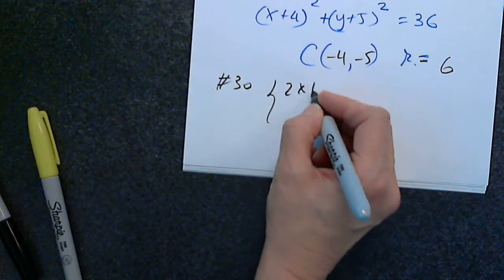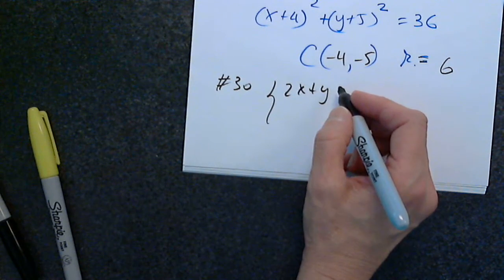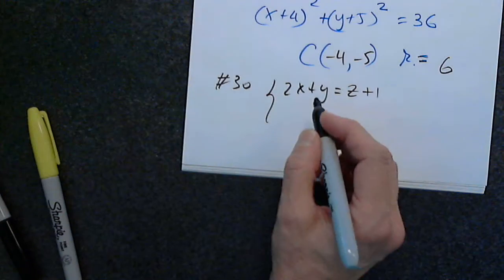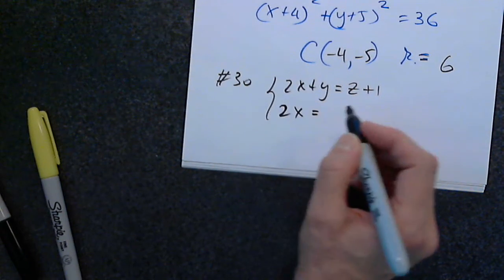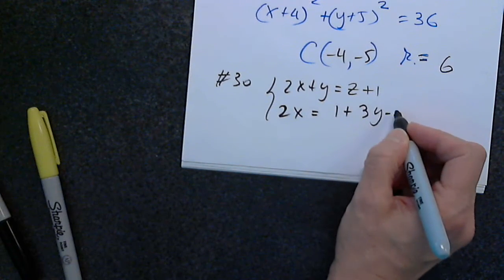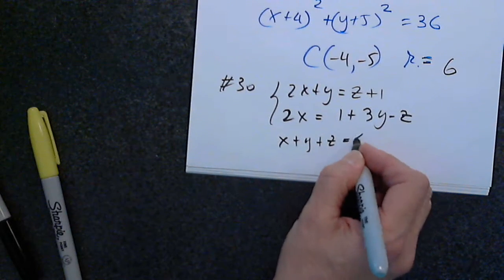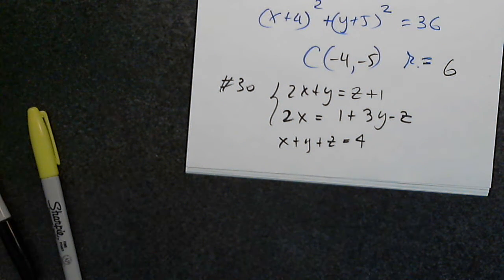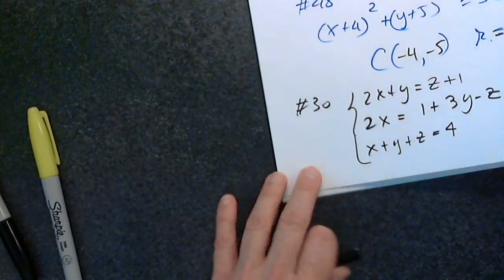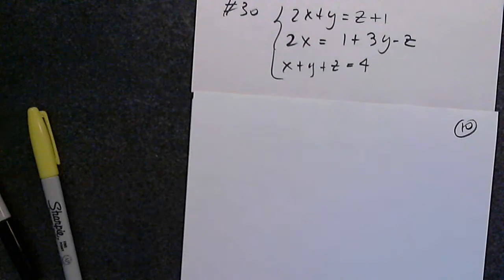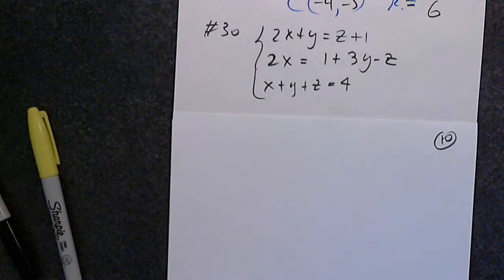So 30. 2x plus y equals z plus 1. 2x equals 1 plus 3y minus z. And x plus y plus z equals 4. So this is a system of 3 linear equations in 3 variables. We're asked to solve it using Gauss-Jordan.